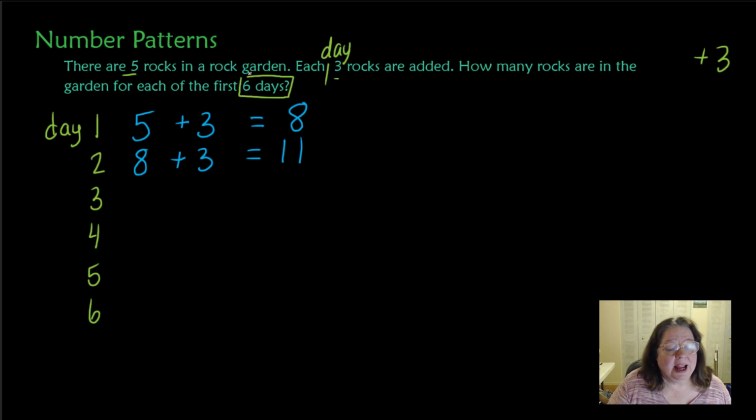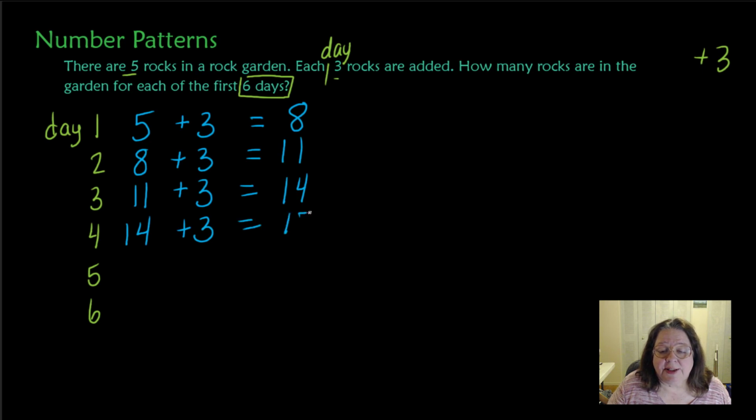Day 3, and I have to do this for each day to know how much I've got. So day 3, I start with 11. My rule is add 3. 11 plus 3 is 14. My 14 goes back here at the start of day 4. I have 14. The end of day 4, I've added 3 rocks. I have 17.